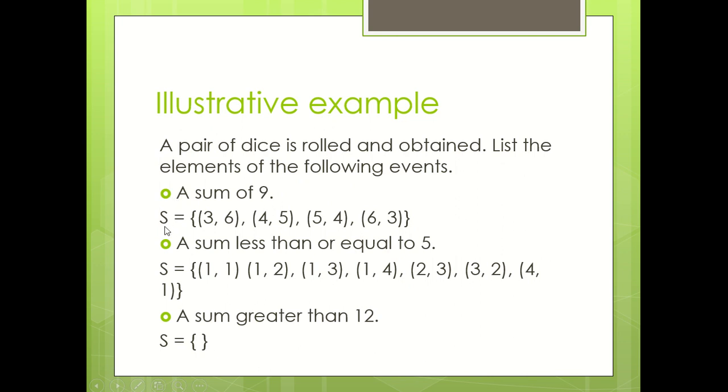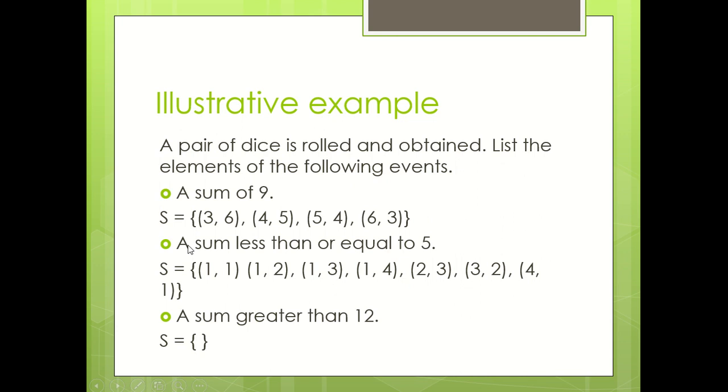Our sample space is represented by set S, and we do it this way. A sum is the answer for addition. So we look at the pairs of dots that give us a sum of 9. What do we have? We have 3 and 6, 4 and 5, 5 and 4, and 6 and 3. So from the table, we can make a list such as this one.